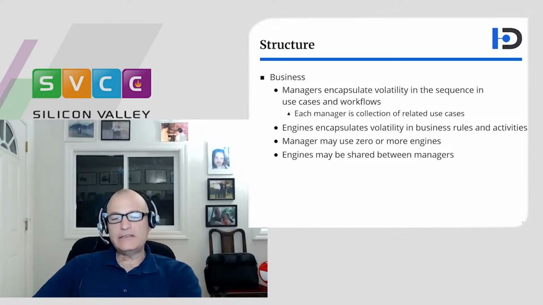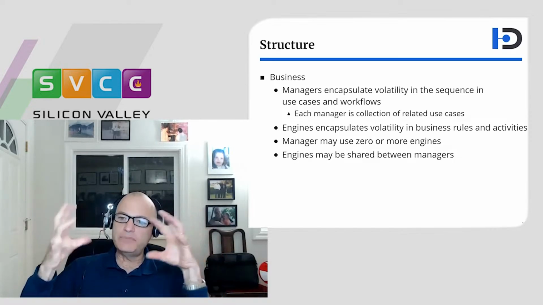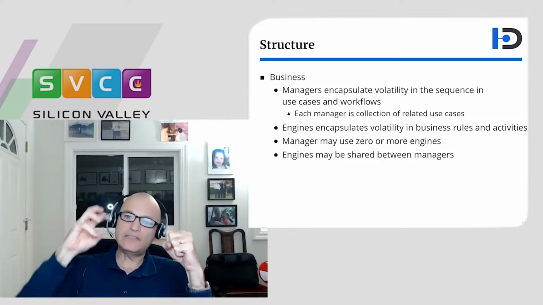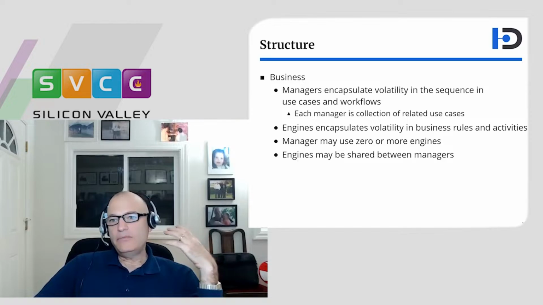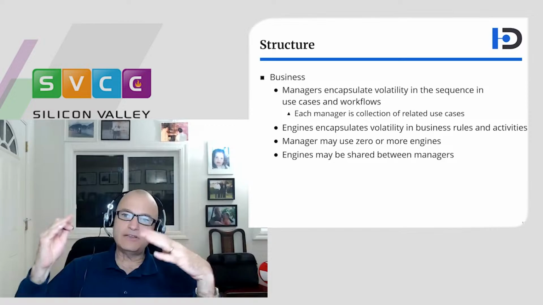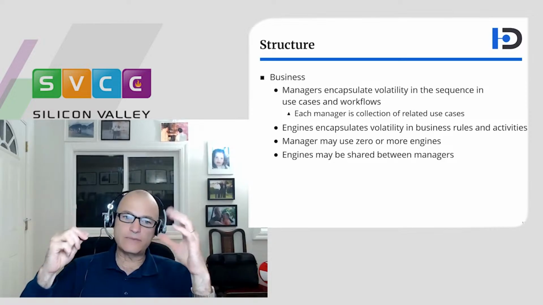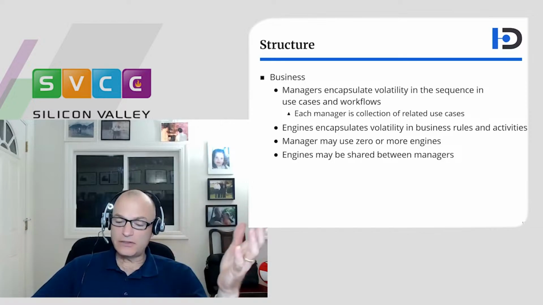So the other entity in the business is the engine. The engine encapsulates the volatility in business rules and business activities. It's how this customer wants to do it, how that customer wants to do it. Now, because I can always change the sequence without ever changing activities, we said that managers can use 0 or more engines. Engines can be shared between managers. There's nothing wrong with reusing it.